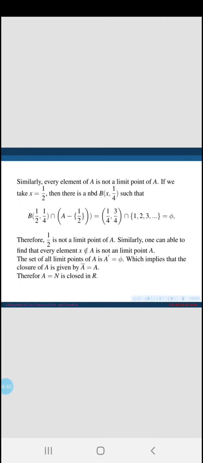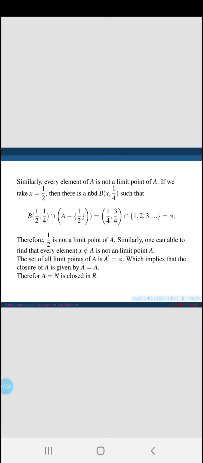Next, we are going to check whether every element of R minus N, that is N complement, is a limit point of N or not. For example, we consider x equal to 1/2. Clearly 1/2 is not a limit point of A.